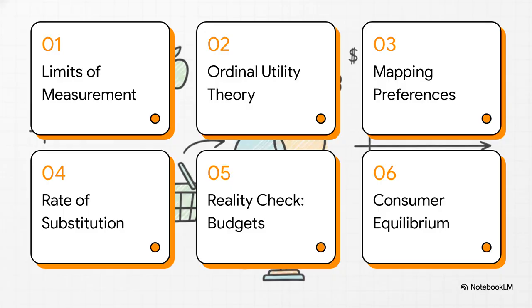First, we'll look at the limits of measuring utility. Then we'll get ordinal utility theory explained. After that, we're mapping preferences with indifference curves, breaking down the rate of substitution, getting a reality check with budget lines, and finally, achieving consumer equilibrium.